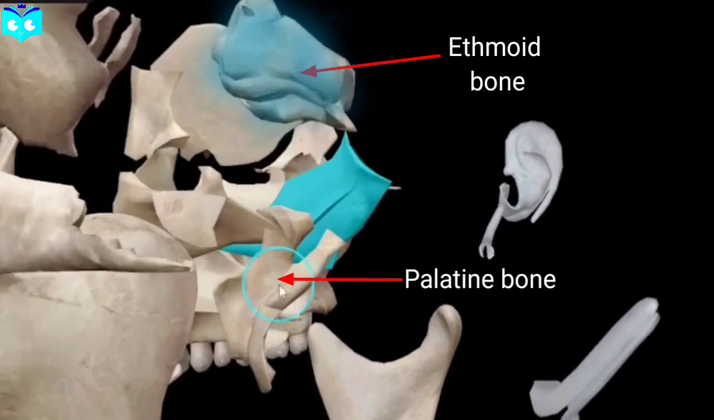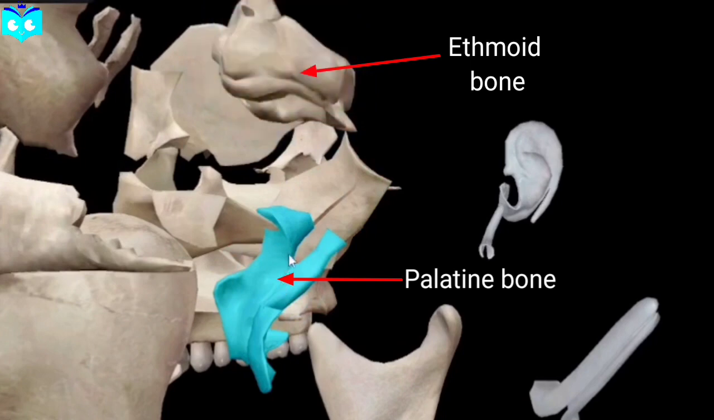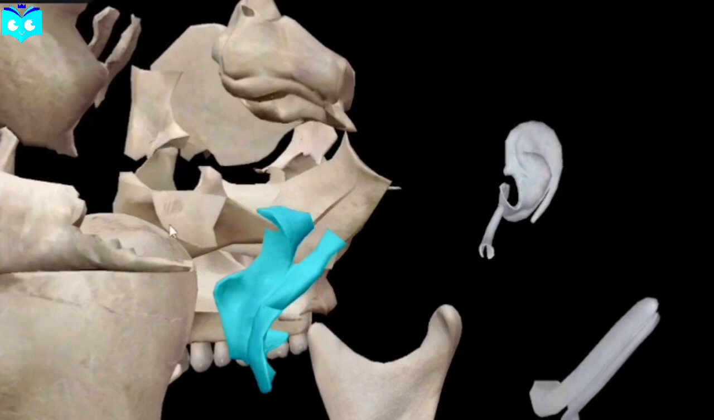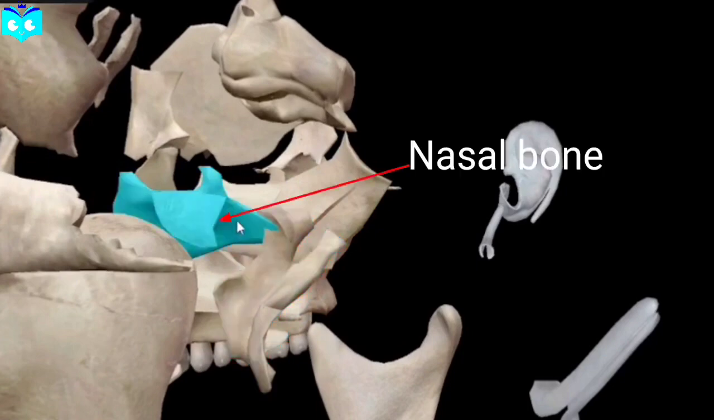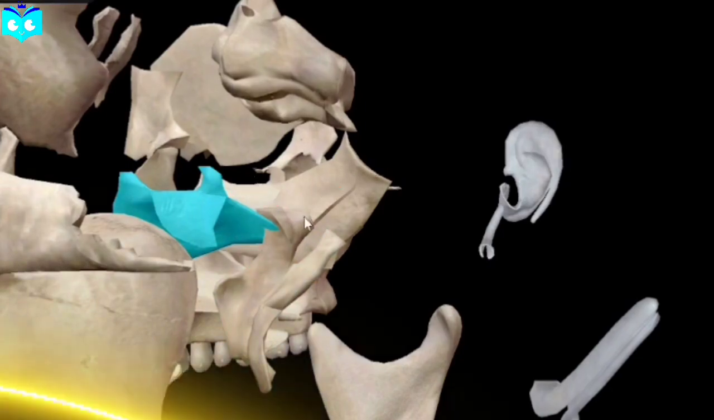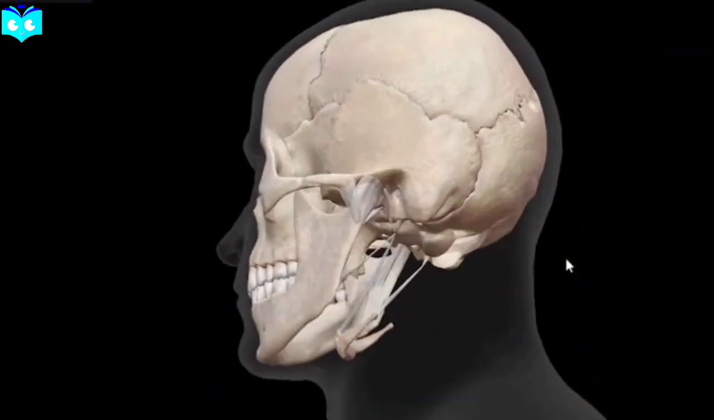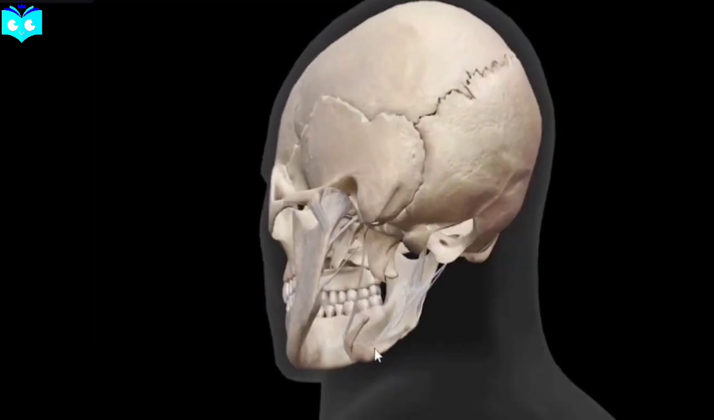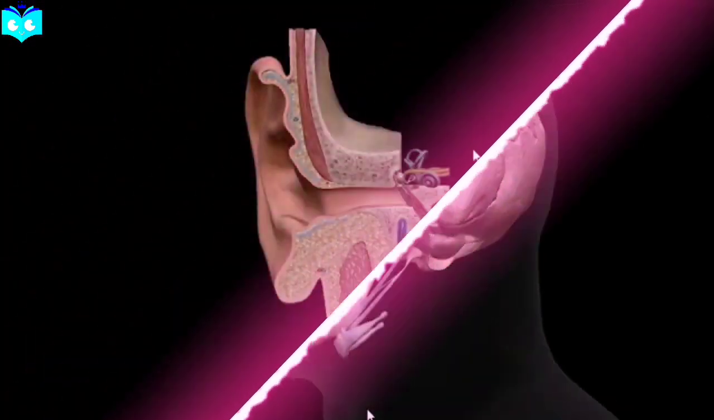This is the ethmoid bone, and then this bone is the palatine. This is the palatine bone inside the skeletal system. The palatine bone is paired in number, and this is the nasal bone. This one is also paired. It is present at the side of the nose. There is also a U-shaped bone which is present just below the skull. This is the hyoid. This is the U-shaped hyoid bone, which is only 1 in number.